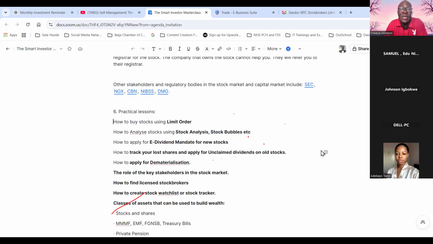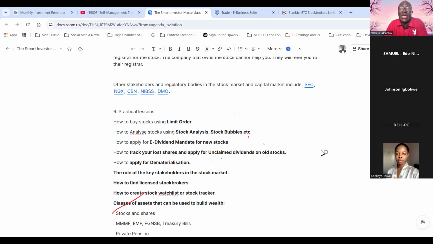Can anybody give me any other one? There is TradingView. There is Financial Times. There are many of them. So it doesn't have to be Stock Analysis or Stock Bubbles. But I've checked different ones and I find Stock Analysis very user-friendly. It took me a very short time to learn how to use it and to move around and get the result that I want.